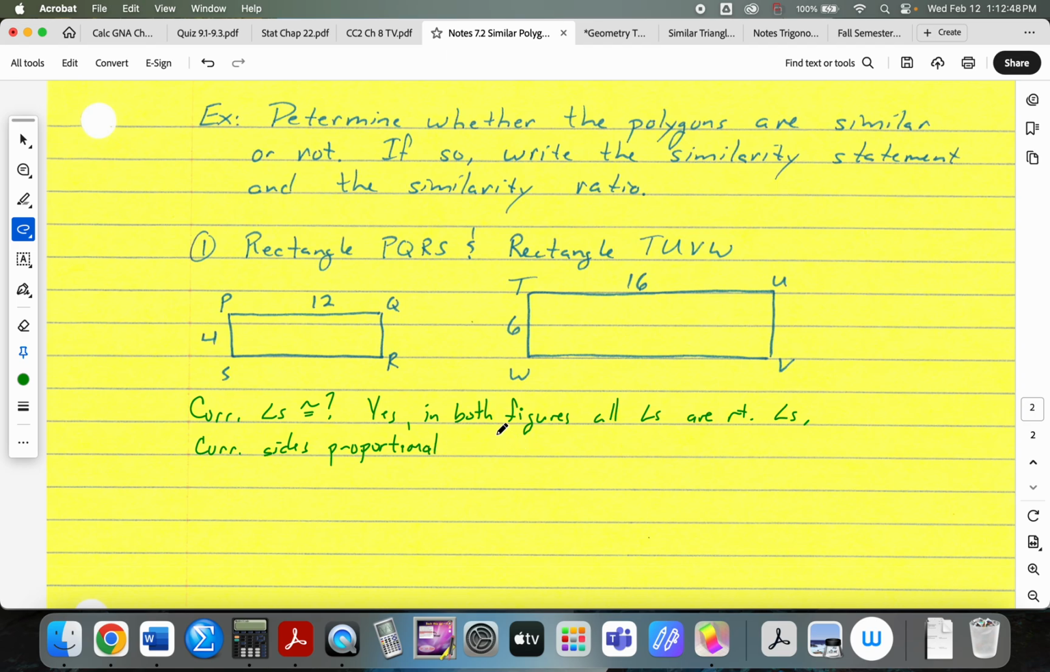So if we check PQ to TU, taking the two bigger sides, that's 12 to 16. That's 3 to 4. What other two sides are going to have the same ratio without doing any other work? SR and WV. Yeah.